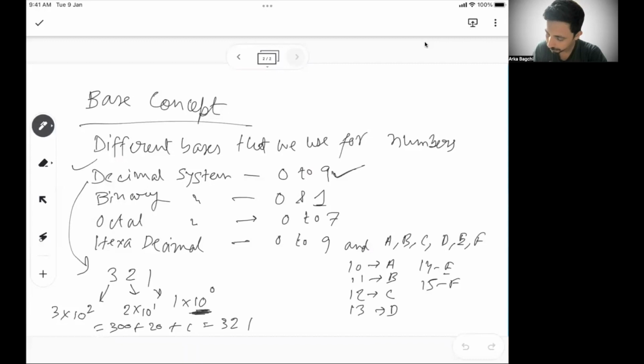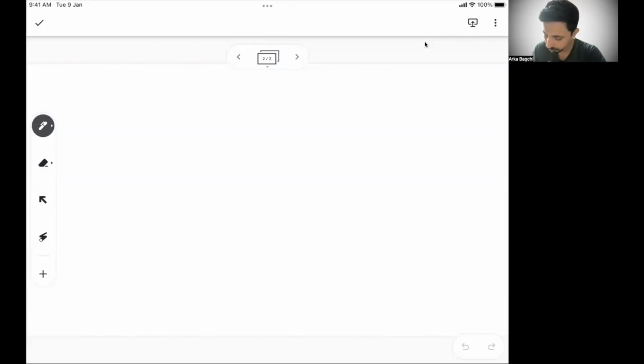Similarly, 529 will be in decimal. So normally a base system is noted like this, with a suffix after the bracket.